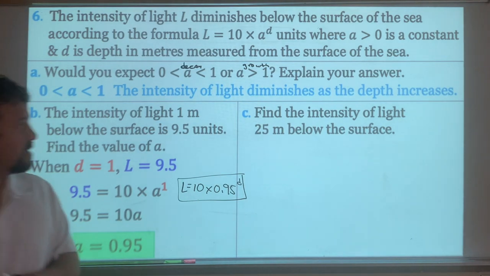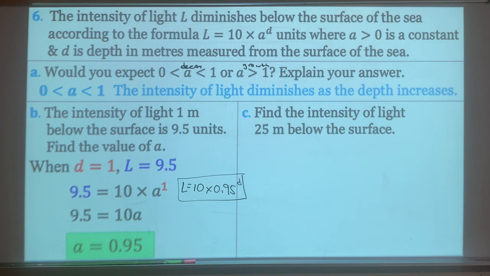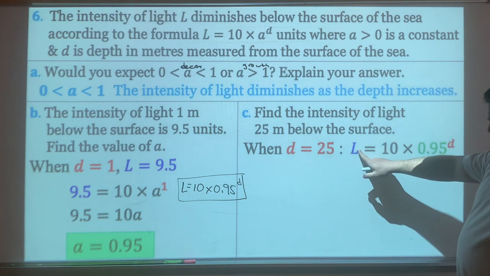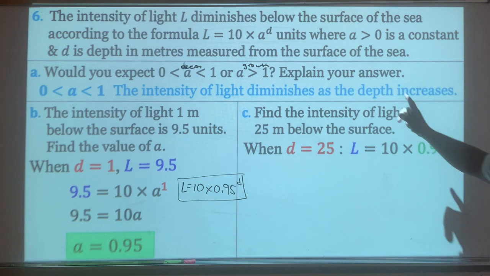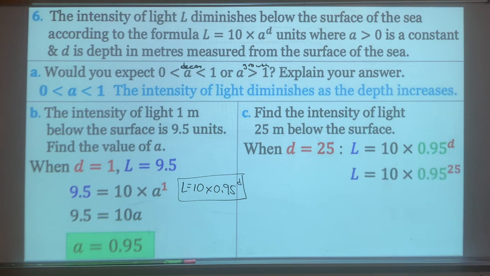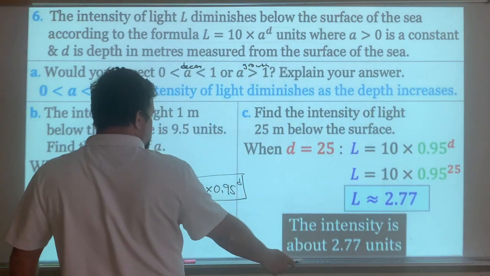So use that equation to find the intensity of light 25 meters below the surface. Go. Go check it out. So we want to look for when D is 25. We know we just said L equals 10 times 0.95^D. So 25 meters below the surface, not negative 25, 25, because D is going to be positive at all times. L equals 10 times 0.95^25. And that's about 2.77. So the intensity is about 2.77 units.